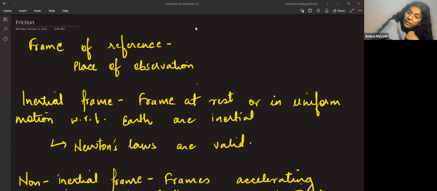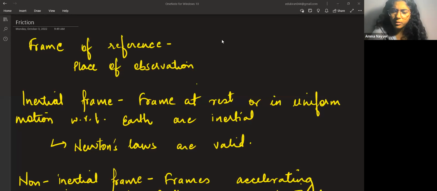So now the place of observation becomes in motion. So at that time we have a special force which we call pseudo force. Pseudo force basically gets applied to the system. The formula of pseudo force is exactly the same as mass into acceleration. Anyway, let's not talk about pseudo force right now.